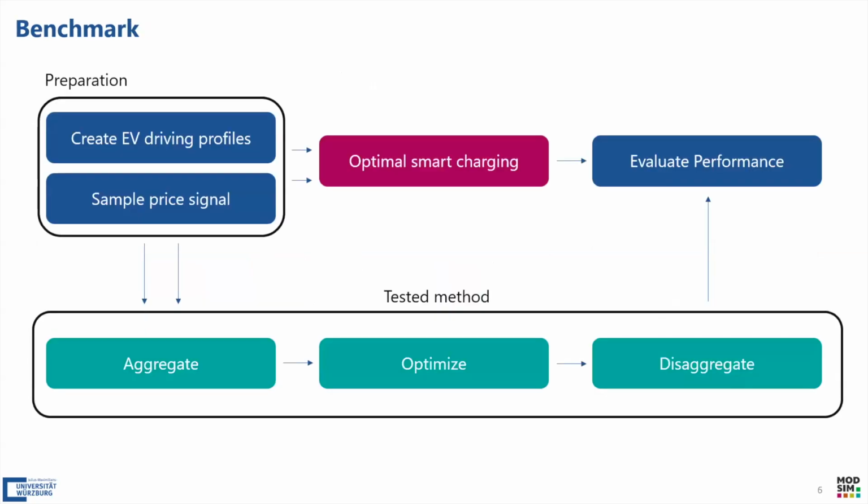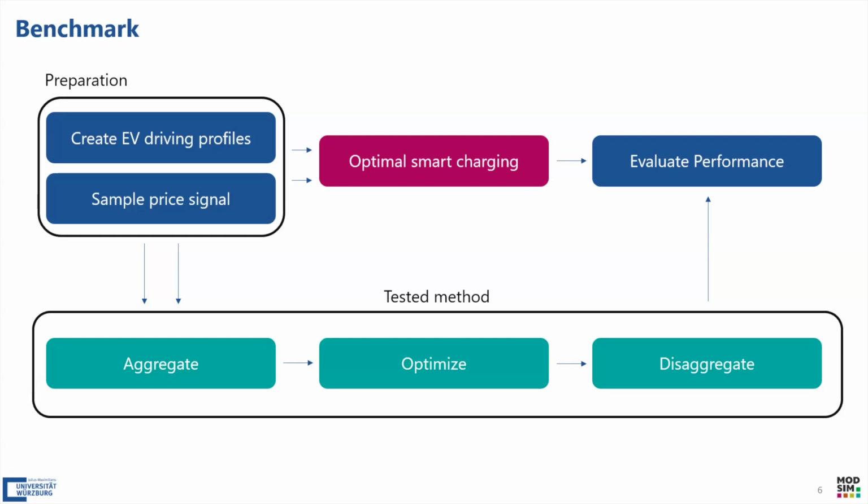First, we need to basically create a scenario for electric vehicles in order to have something where we can use their flexibility. For that, we need their driving profiles and we need their price signal, basically what they want to optimize in an objective function. And then first, we calculate the true optimal smart charging, so the case where we did model each electric vehicle on their own.